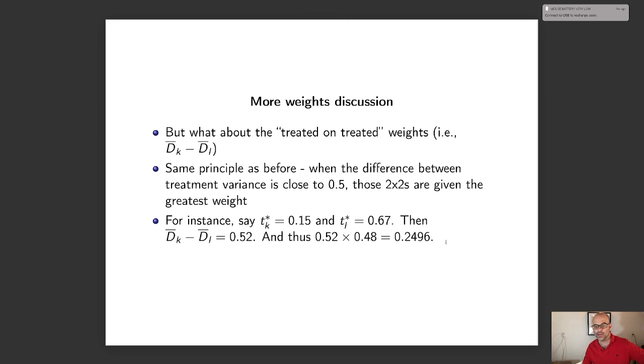But what about the treated on treated weights? Same principle as before. Only now the centrality that we're talking about is coming from the distance between the two shares. So if one is treated at the 0.15 level, and this other one's treated at the 0.67 level, we'd have 0.85 minus 0.33, something like that. You'd get 0.52 times 0.48, same thing.